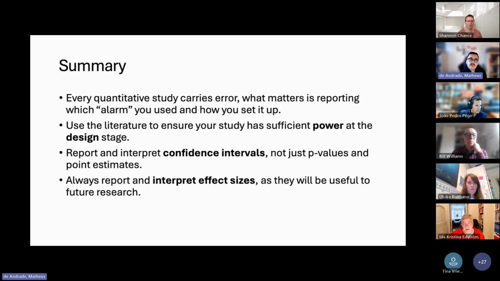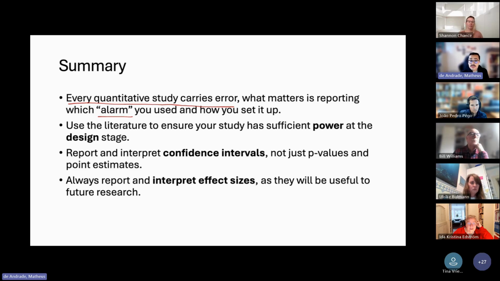So let's summarize what we've seen today. The important thing to remember is that every quantitative study carries error. But what matters is acknowledging that by default, quantitative methodologies are built around the idea of error, and really informing the reader which type of alarm you are using, how you are setting it up, and how those considerations for error are coming into your results.